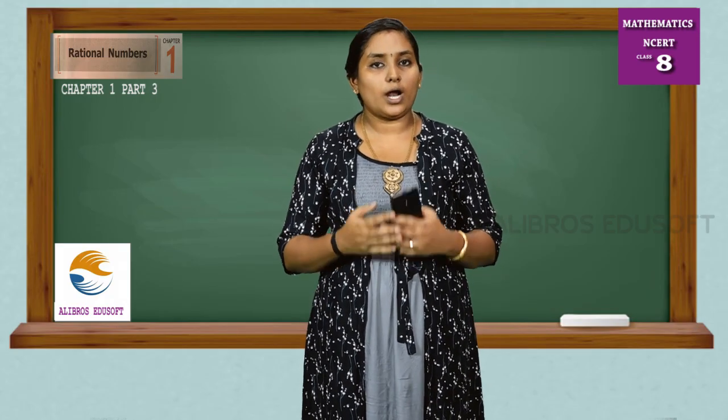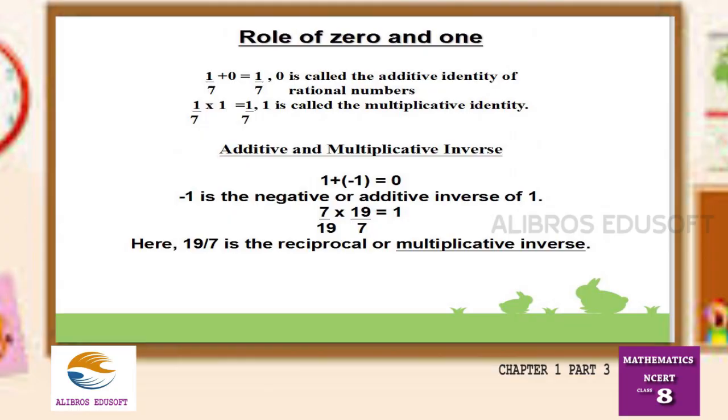Shall we go through the role of 0 and 1 for rational numbers? Yes, let us see that. 1 by 7 plus 0 is equal to 1 by 7. Here 0 is called the additive identity of the rational number. 1 by 7 into 1 is equal to 1 by 7. Here 1 is called the multiplicative identity of the rational number.